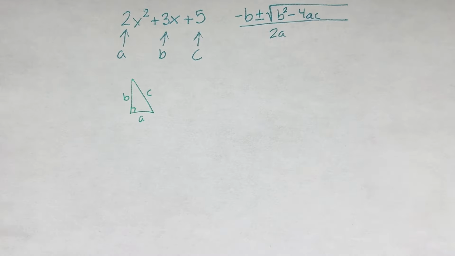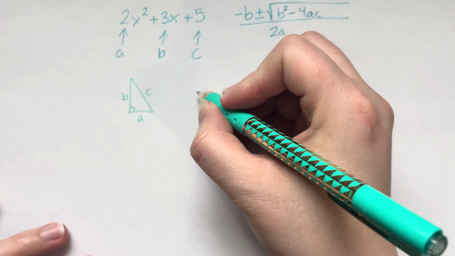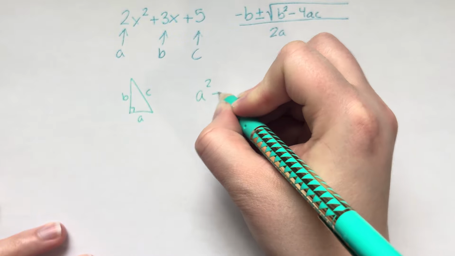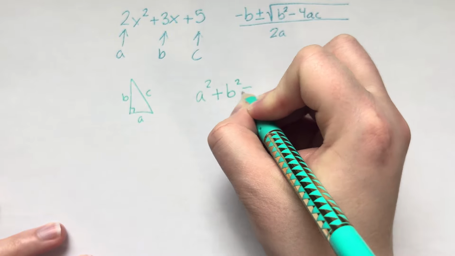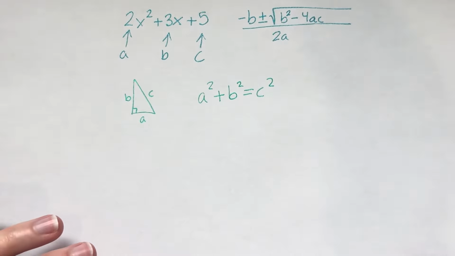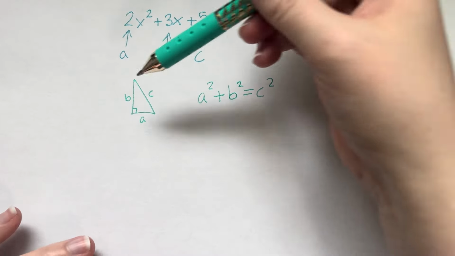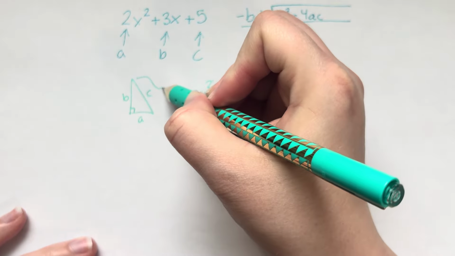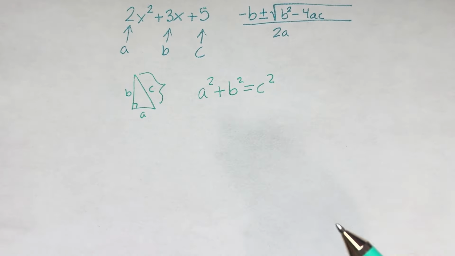The Pythagorean theorem should ring a bell for everyone. It is used to find the missing sides of a right angle triangle. It tells us that a squared plus b squared equals c squared. Now your c is always going to be your hypotenuse, this side right here. Your a and b, it doesn't really matter which is which, it is simply the two legs of the triangle, or the two sides that are not the hypotenuse.